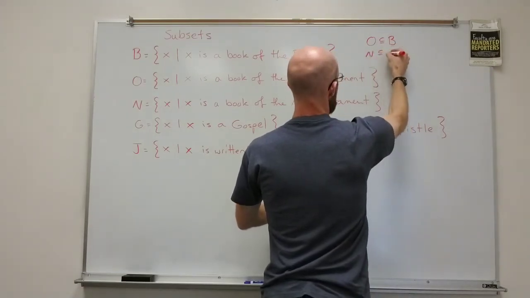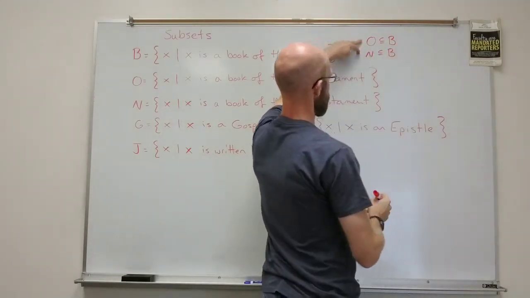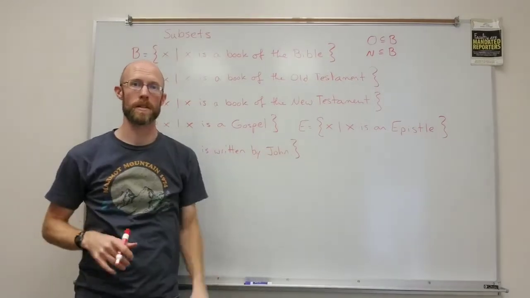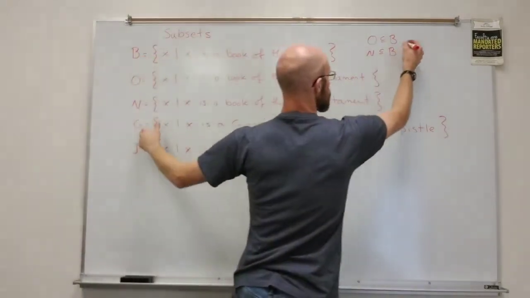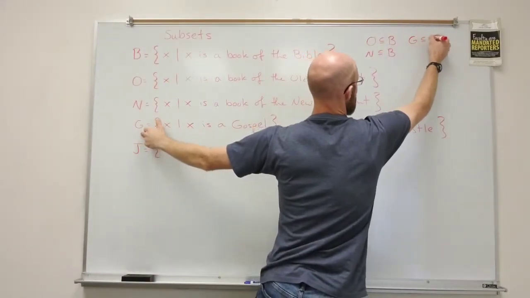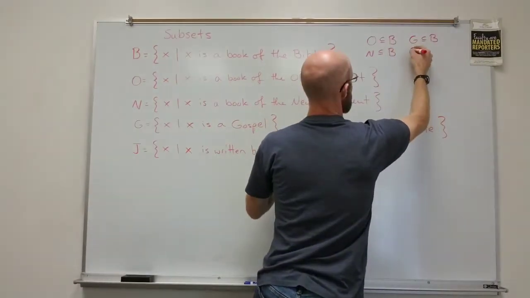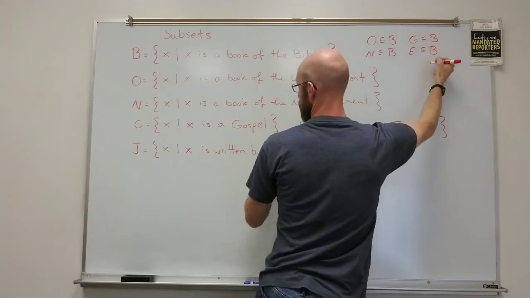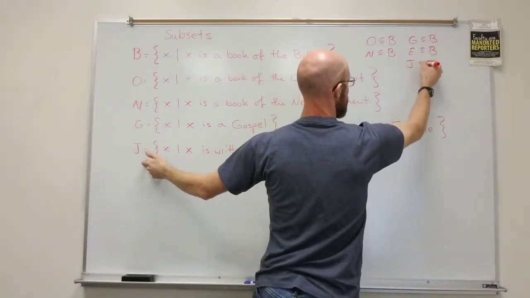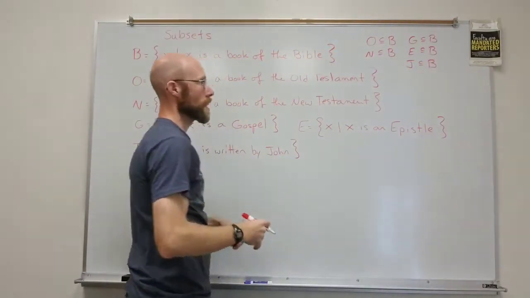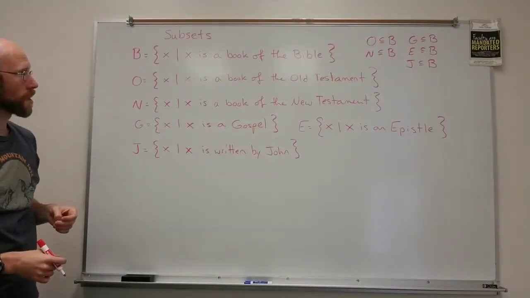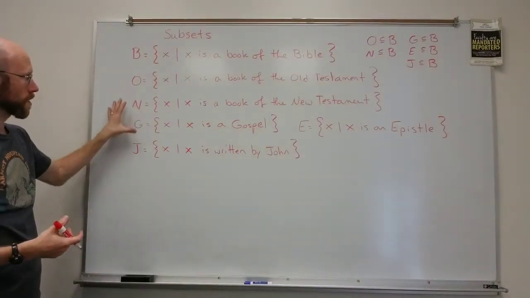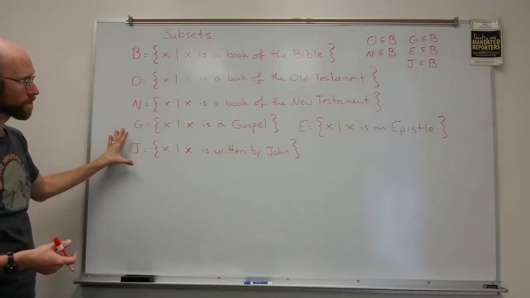N is a subset of B, right? The Old and New Testaments kind of split the Bible into two big chunks. The Gospels, G, that's a subset of B. The Epistles, those are a subset of B. And the books written by John, those are a subset of B. So all of these are a subset of B. Okay, so now let's look at the remaining sets here.